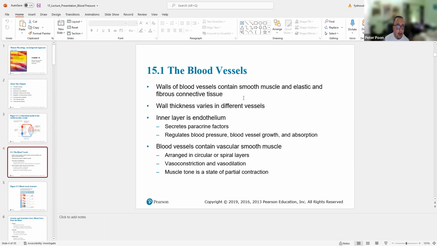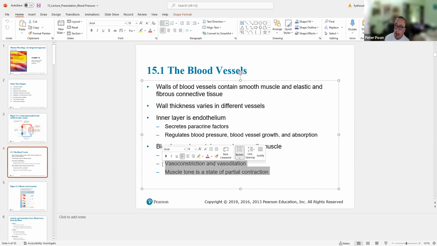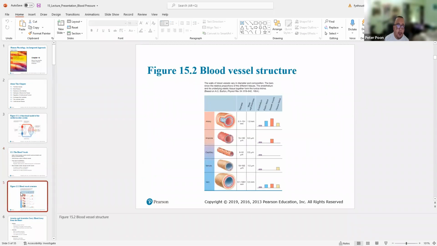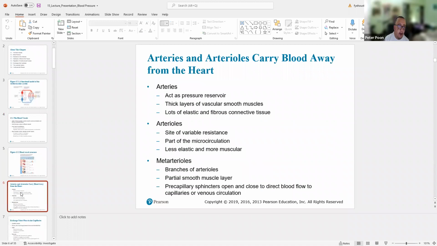Again, this stuff about veins you should already know. The most important thing is that these blood vessels are capable of two things: vasoconstriction and vasodilation. This stuff you should already know.